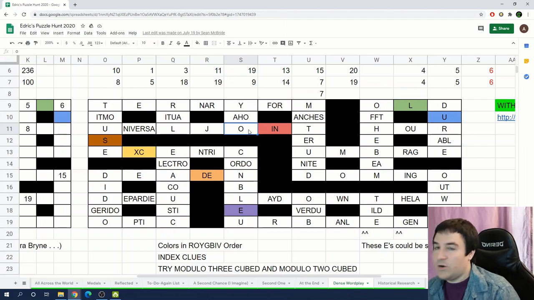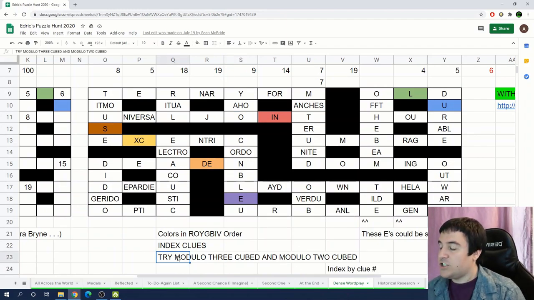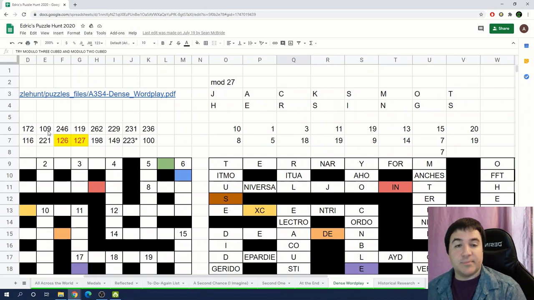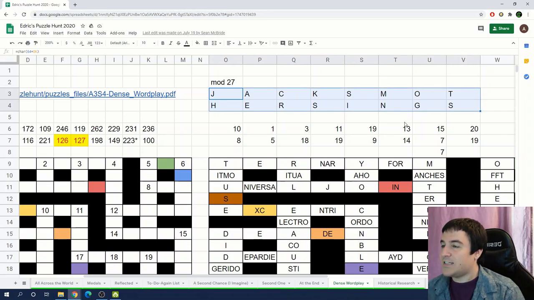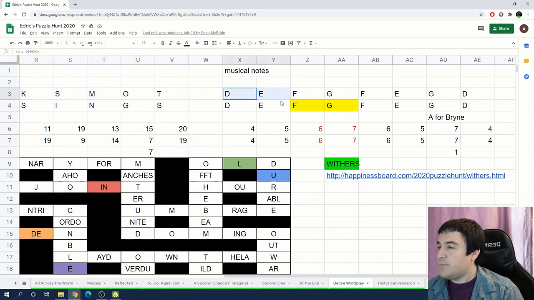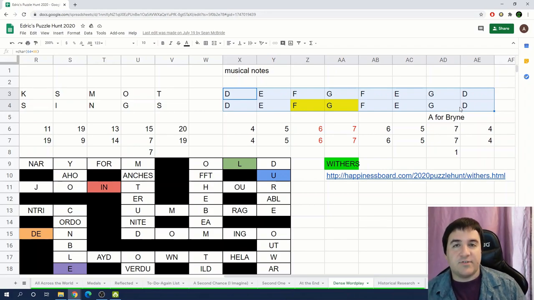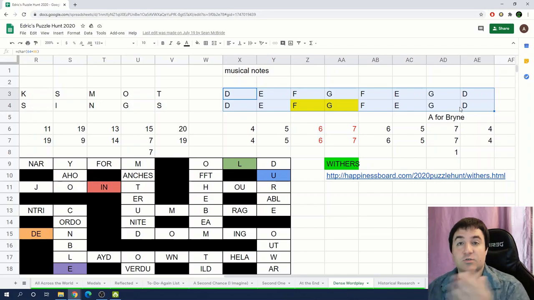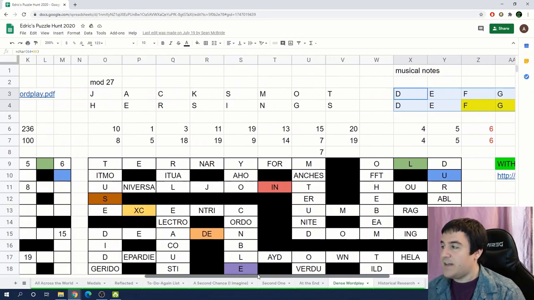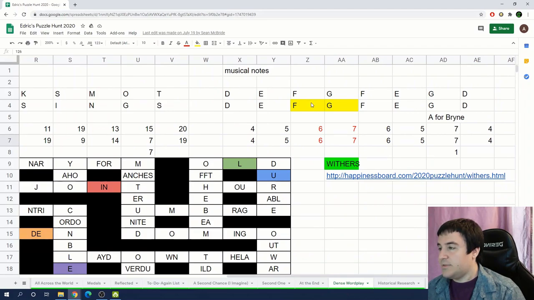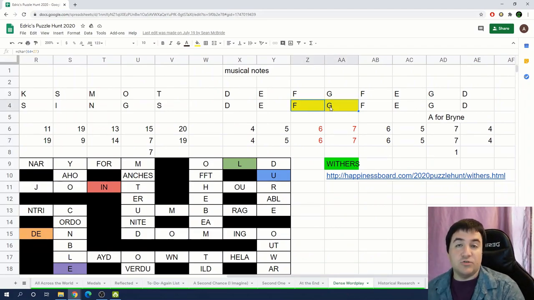M-O-D-U-L-O, modulo. And the entire thing says try modulo 3 cubed and modulo 2 cubed. And so we go back up to this list of really large numbers that was given at the top of the puzzle. And when we go modulo 3 cubed, it says Jack's mother sings. And then when we do modulo 2 cubed, we get this set of notes. So when you play those notes and you try to identify which part of the song Jack's mother sings with these notes, you get a certain set of lyrics from that, and these two numbers that were highlighted in red give the final answer, because you want the word that Jack's mother sings when those two notes are being played. And so the answer to this puzzle was Withers.